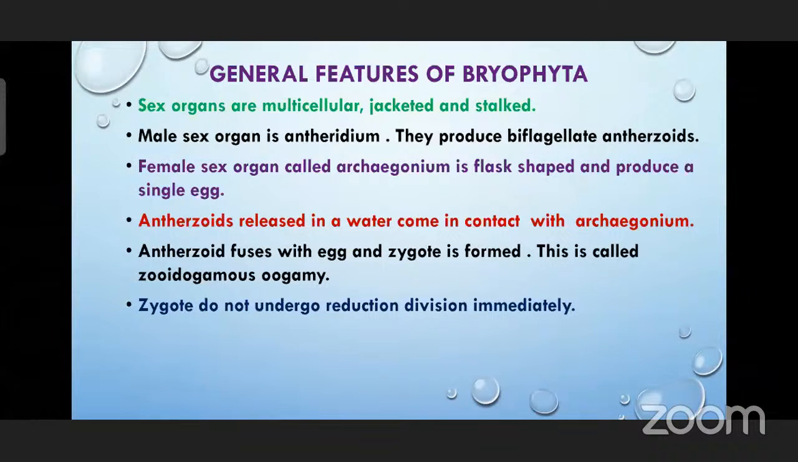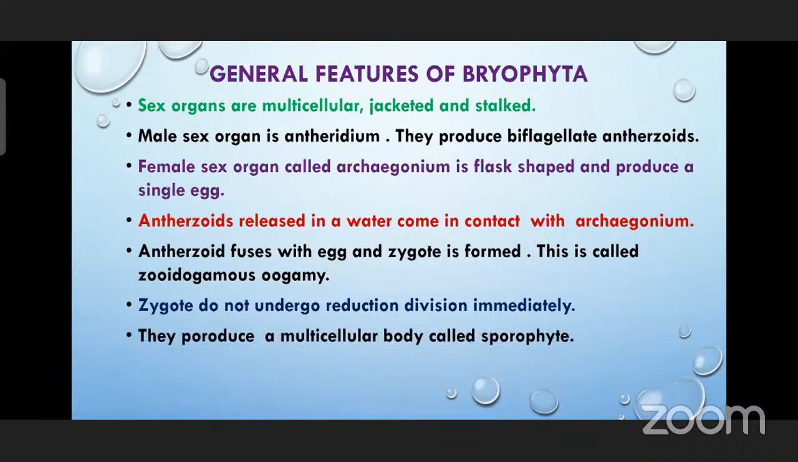Here the thing you have to notice: generally the zygote after formation will undergo reduction division, meiosis, but here it is not taking place. It is going to form a structure called the sporophyte. They produce a multicellular body called the sporophyte.